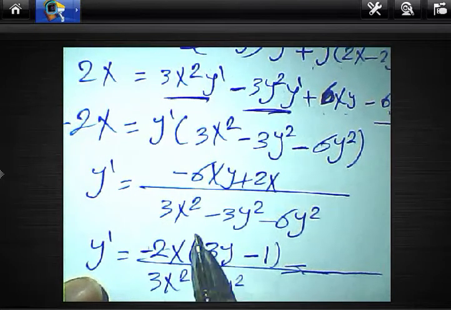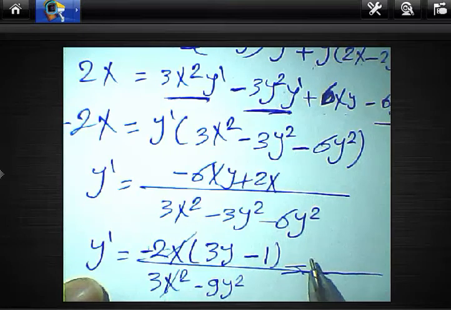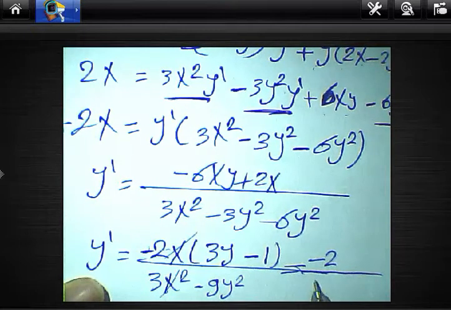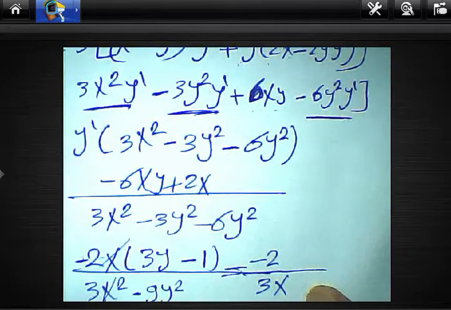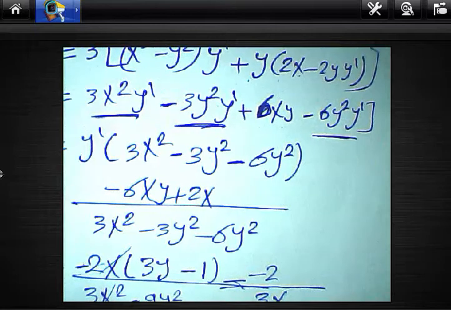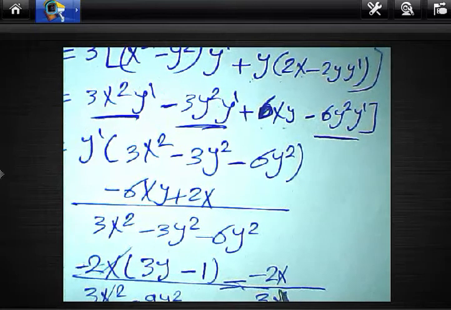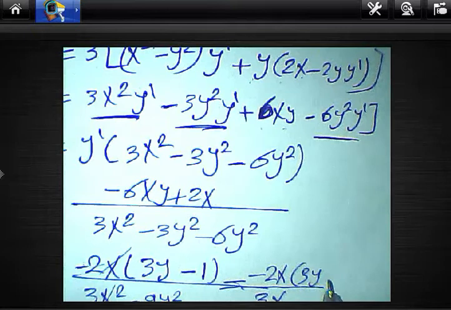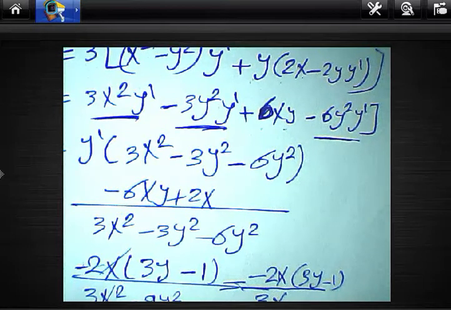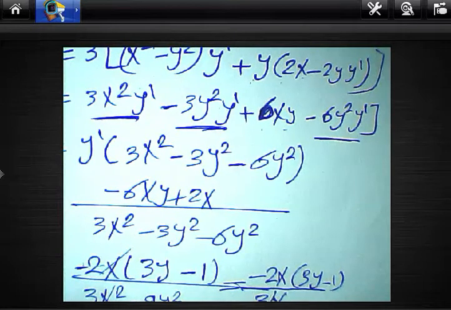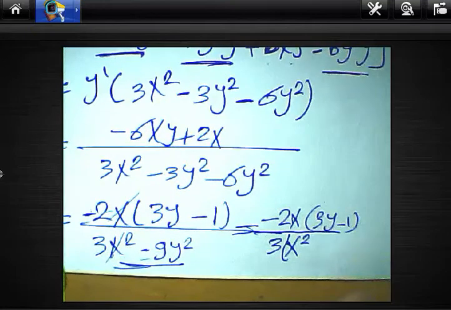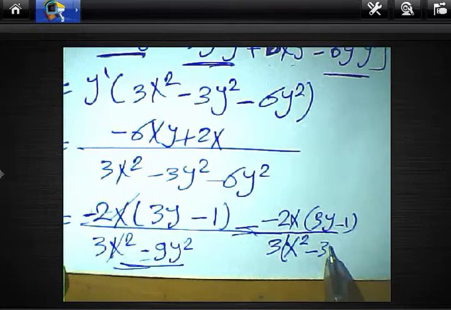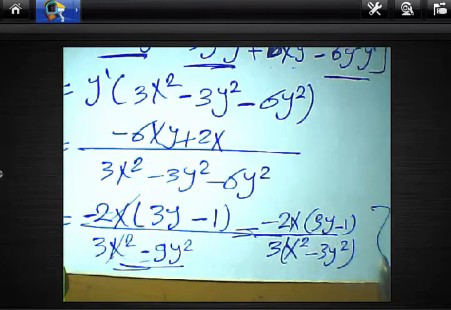We can write x squared divided by here. We can divide by 2x, denominator and numerator. The result will be negative 2 over 3, and here x. No, because it's x squared, so we can't cancel. So we can write 2x multiplied by 3y subtract 1, and here we can write 3 as a coefficient of this expression. The result will be x squared. Okay, x squared subtract 3y squared is the result of this question.